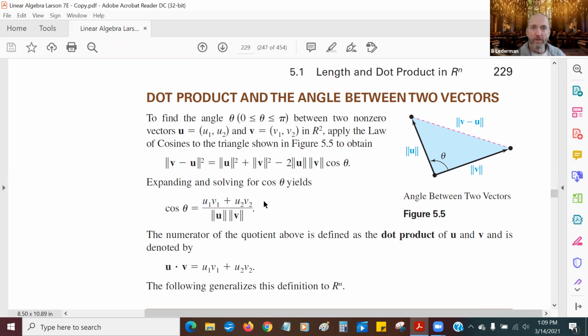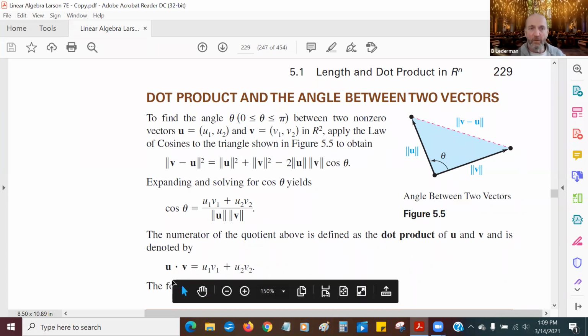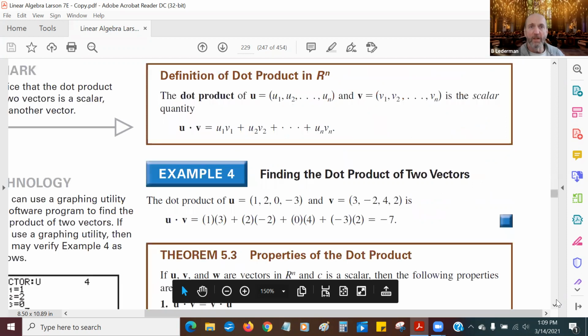And there we go. Now the numerator of this fraction, u1 v1 plus u2 v2, that is what we call the dot product. We're going to define that as the dot product. And so u dot v is u1 v1 plus u2 v2. That is the definition of a dot product.